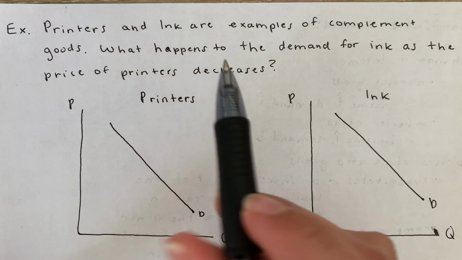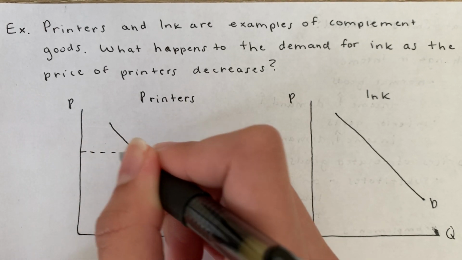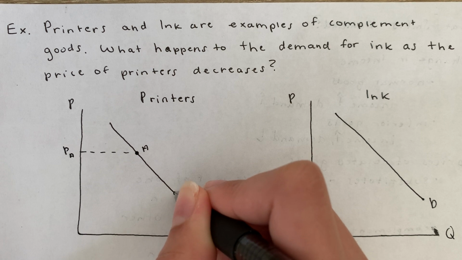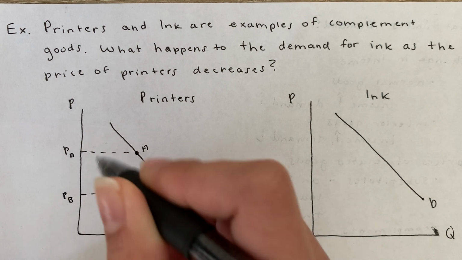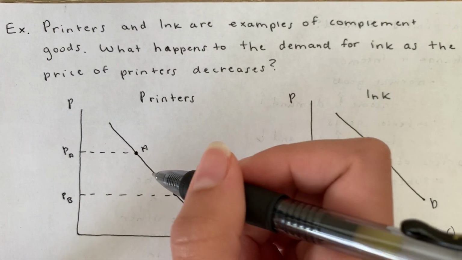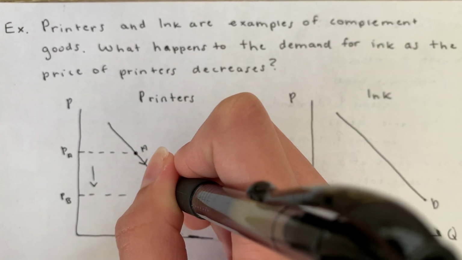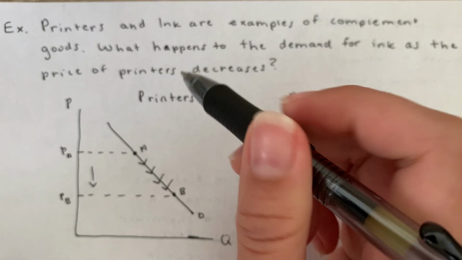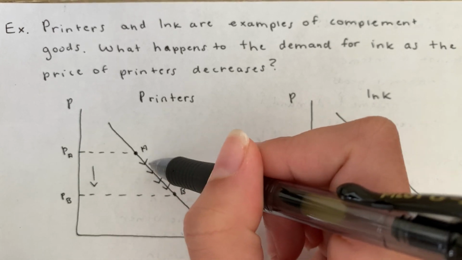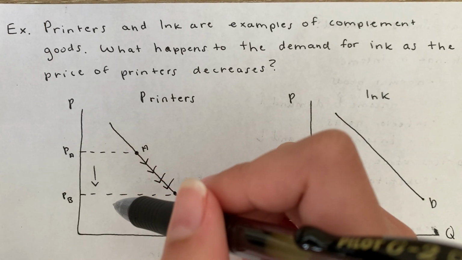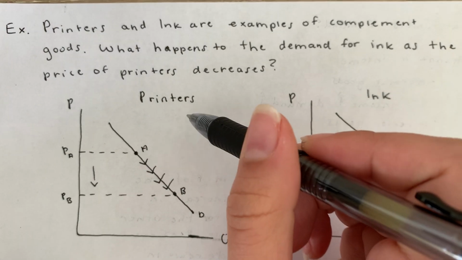Right, so we're given here the price of printers decreases. So once again, PA, PB. Price at A, price at B. So the price of printers decreased. Again, we have a movement along the curve, because the only thing that causes a change in quantity demanded, or movement along the curve, is a change in the price of the good. We had a decrease in the price, therefore it's going to be a movement along the curve for printers. We're not shifting the curve.